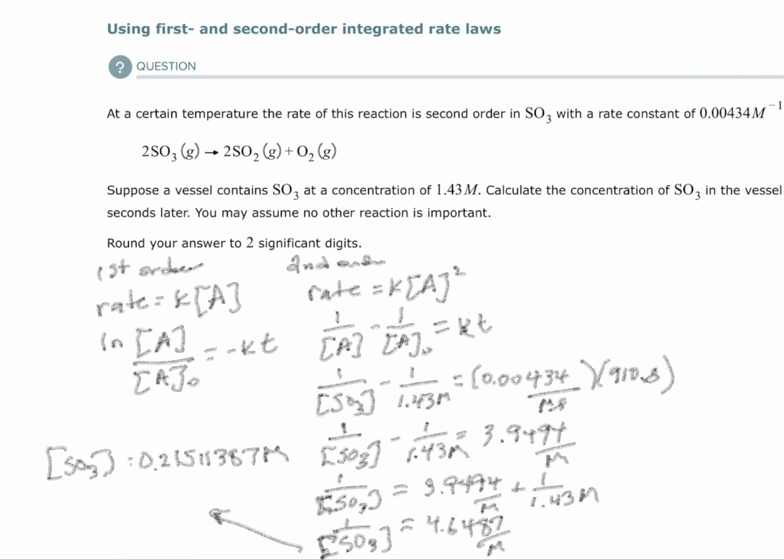And now I want 2 significant digits. So my answer would be concentration of SO3 equals 0.22 molar. And that is the answer.